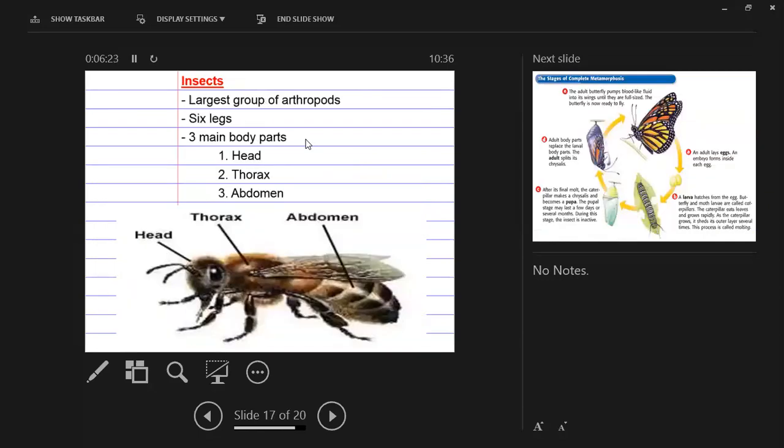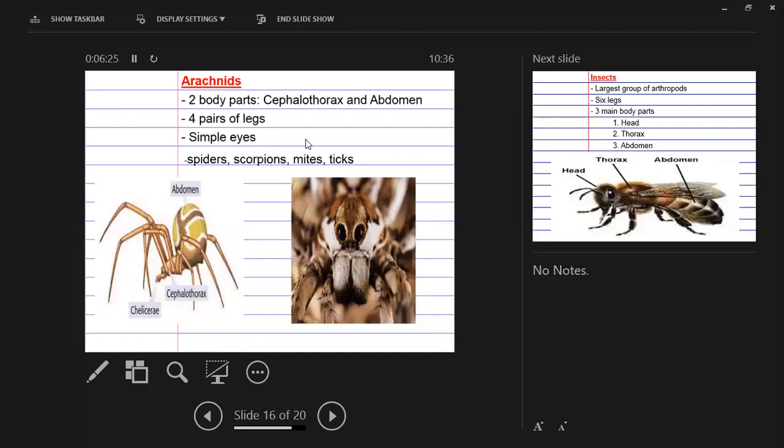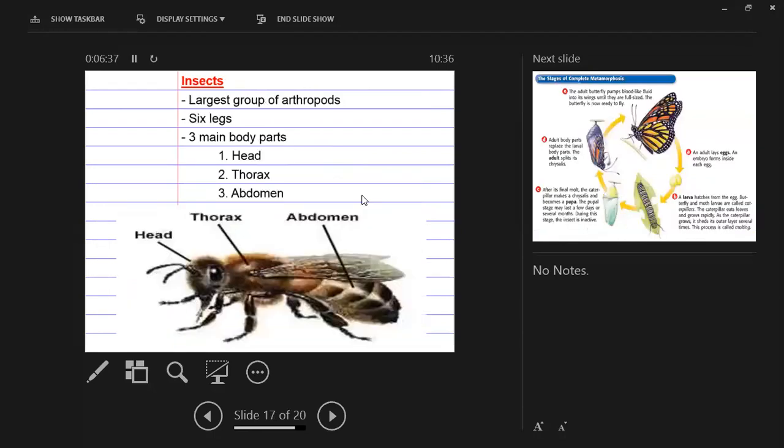Mister, what are ticks? What are ticks? Is it a kind of arachnid animal? Okay. Insects, largest group of arthropods. 6 legs, 3 main body parts: head, thorax, abdomen.